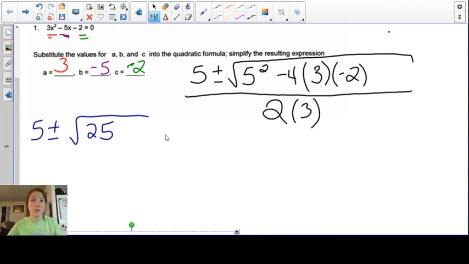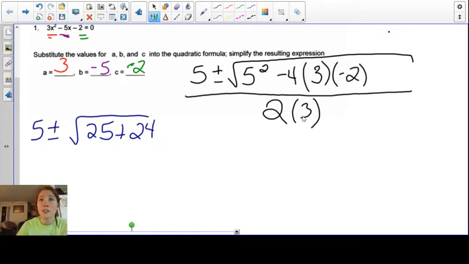In my calculator, gotta turn it back on, I'm going to hit -4 times 3 times -2. Even though this is -4, it's essentially taking the sign in front of it. And that gives me a positive 24. Because it's positive 24, I'm going to write plus 24 here.